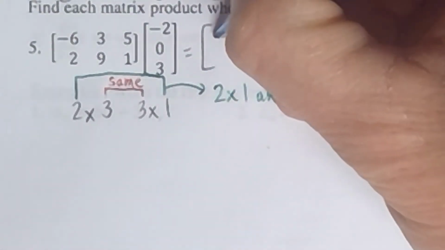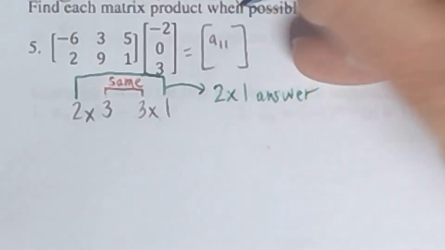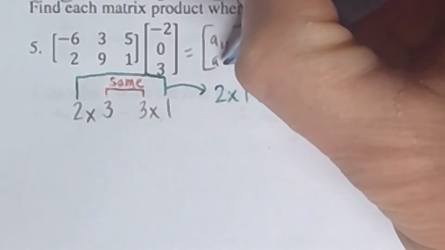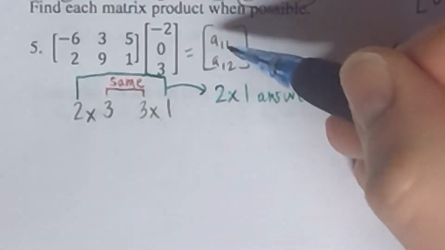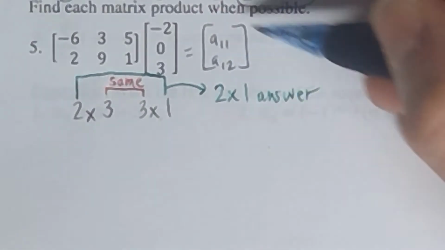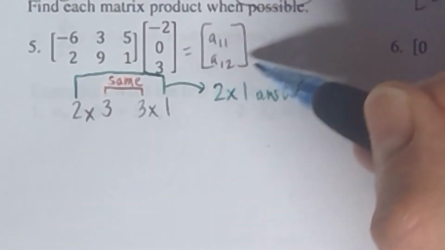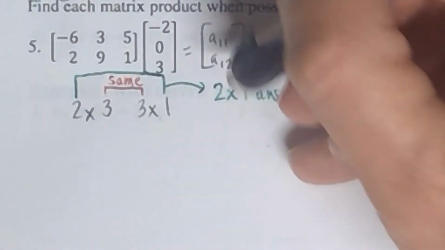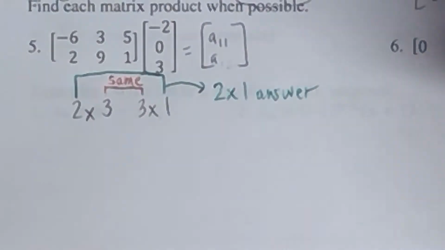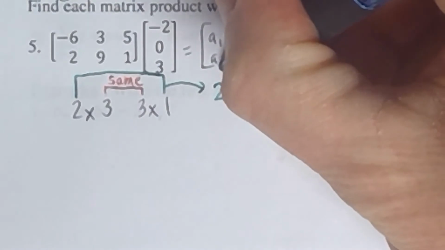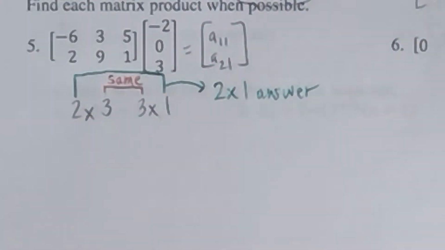In fact, I will give them names here. Again, you don't have to do this. This part is optional, like I said. This one is first row, first column. And then the second one down here is second row, first column.